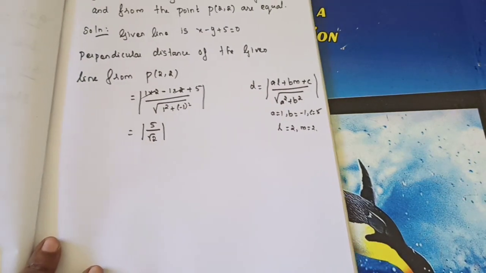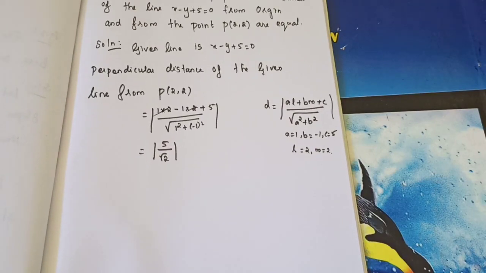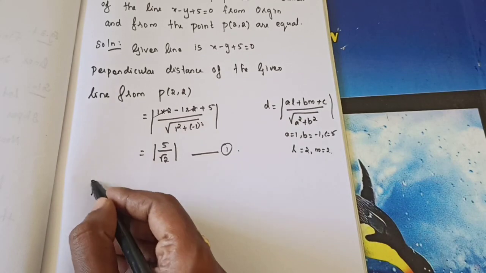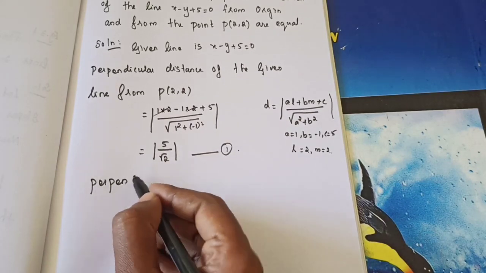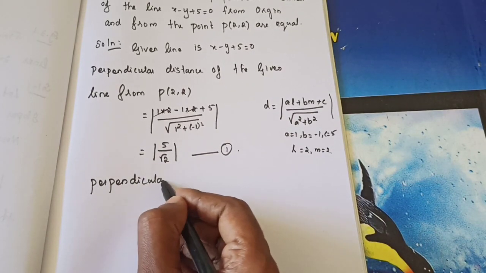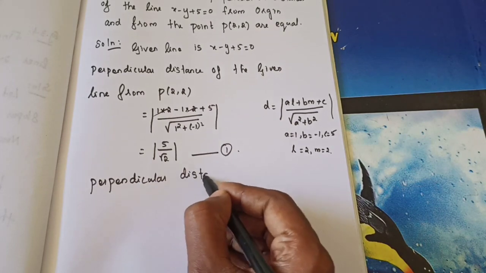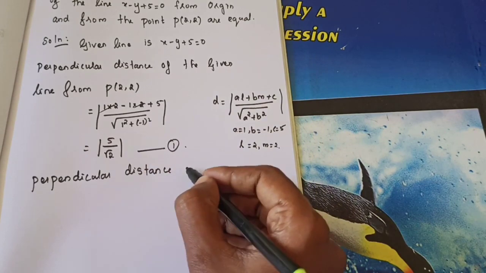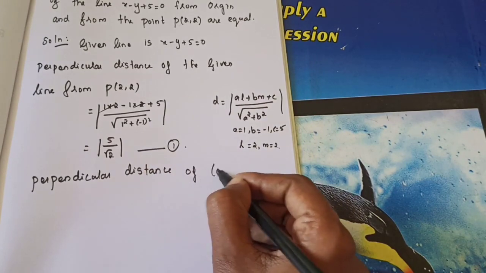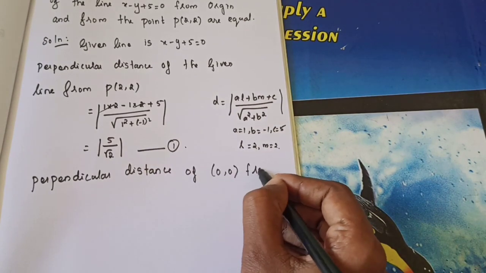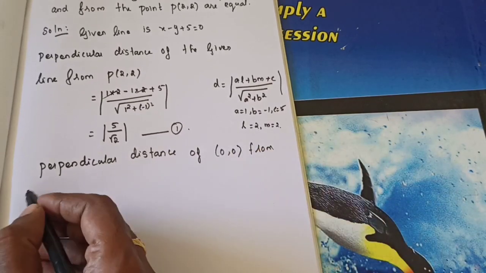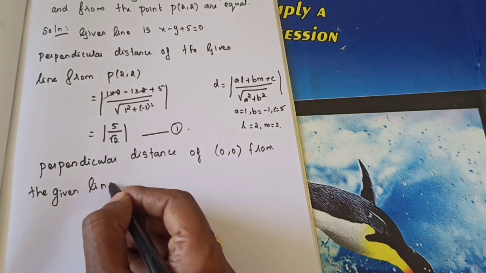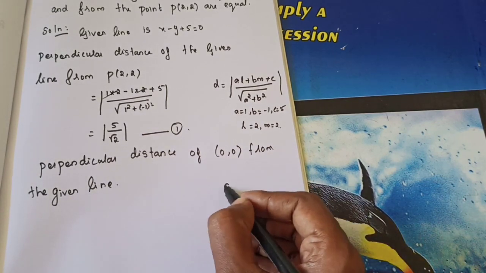Got it? Next what will you do? Origin and this point to the line, we need to prove they are equal. So let us take this as 1. Then next, to find the perpendicular distance of 0, 0 from the given line. So what's the answer we will get? Write down the formula here.